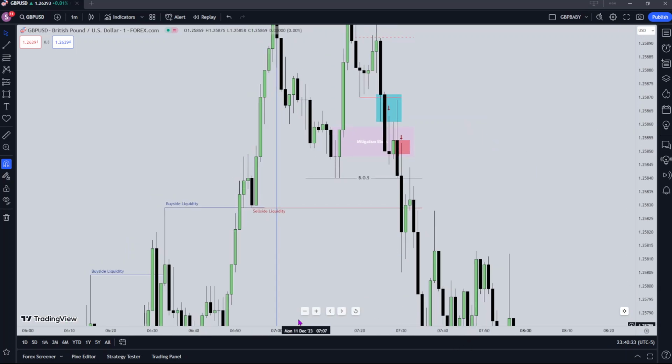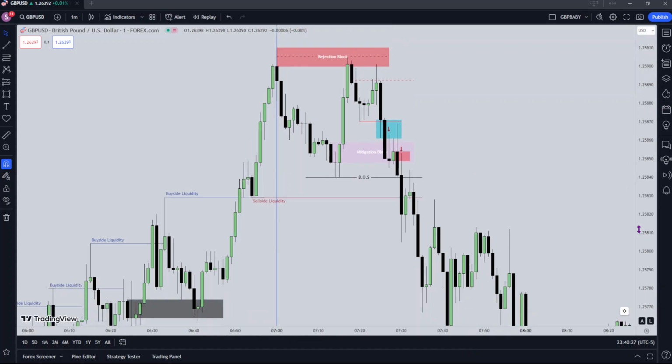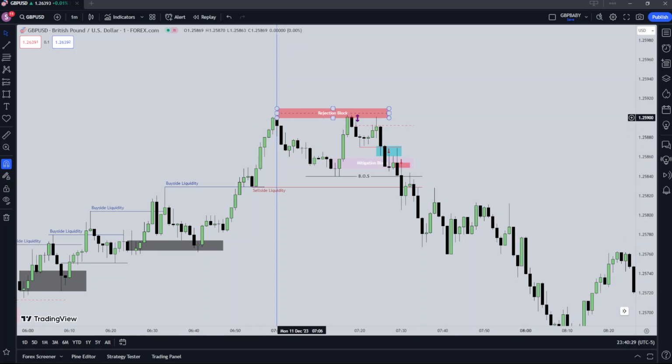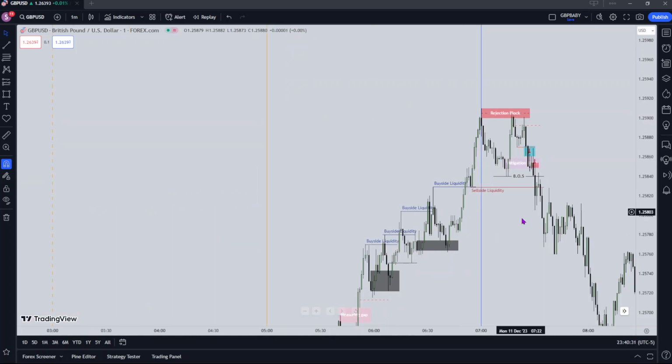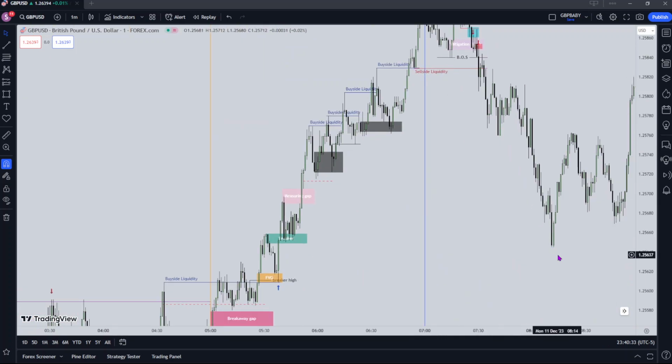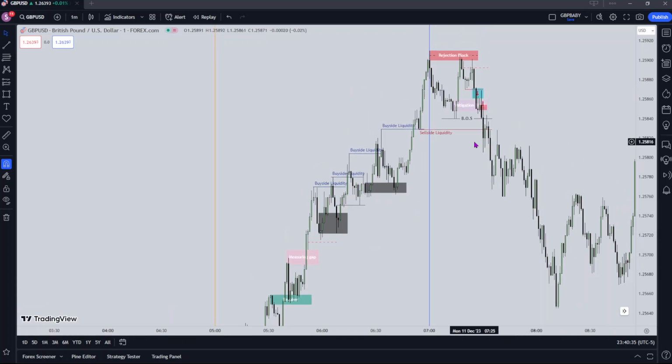Remember, time comes first. It's 7 a.m. so it's the opening. We're expecting some kind of run on stops. We've been expanding all since London. I want to see these lows get taken out. I want to see the run on stops, and you can see that's exactly what we get. So selling into this would be completely fine.